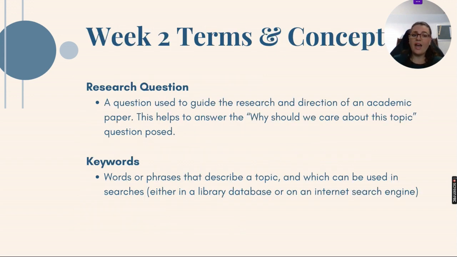For this week, we have 2 terms and concepts. First is our research question. This is a question used to guide the research and direction of an academic paper. This helps answer the question of why should we care about this topic. Next, we have keywords. These are words or phrases that describe a topic and can be used in searches, either in a library database search or an internet search engine.